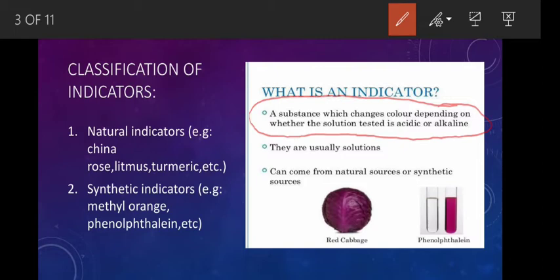We can classify the indicators into two types. They are natural, which we get from nature, and the second type is synthetic indicator, which we prepare in the laboratory, right? Natural indicators, examples are China rose, litmus, turmeric, etc. Whereas the examples of synthetic indicator are methyl orange and phenolphthalein.